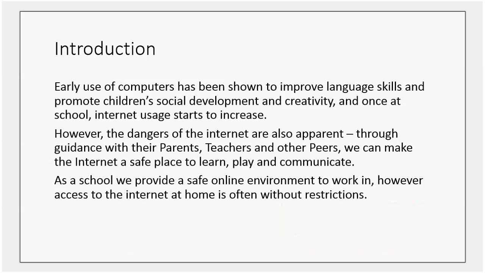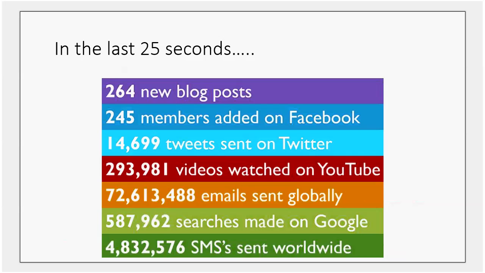The internet is an ever-changing, constantly evolving thing. It's a living beast in theory. It's a busy place. Within the last 25 seconds, these things have happened on the internet: 264 blog posts, 245 new members on Facebook, nearly 15,000 tweets sent on Twitter, videos viewed on YouTube, etc.